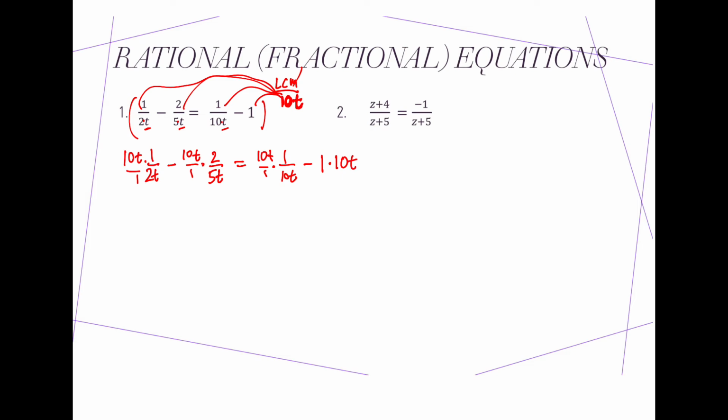And now we can simplify this out. 2 goes into 10 5 times, and t goes into t once. So that simply leaves me with 5. Oops. No equals.